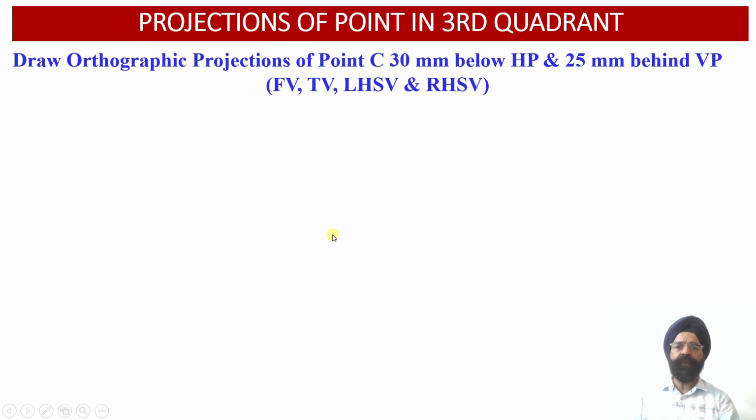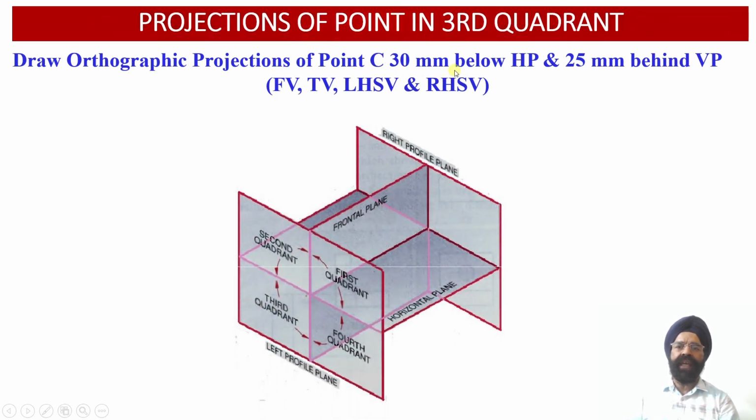Now here we have been provided with a point which has been located into the third quadrant. Now we understand that whenever a point or an object happens to lie into the third quadrant, the point will be lying below the horizontal plane and behind the vertical plane. So here we can check.